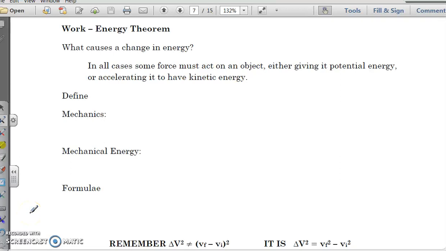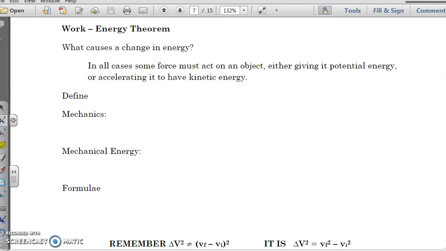All right, so what we're taking a look at here is the work energy theorem. What causes change in energy? In all cases, some force must act on an object, either giving it potential energy or accelerating it to have kinetic energy. A couple of definitions we're going to get through first here.